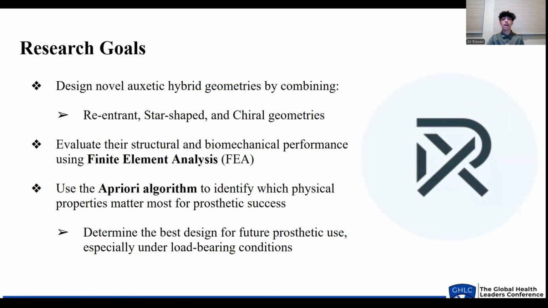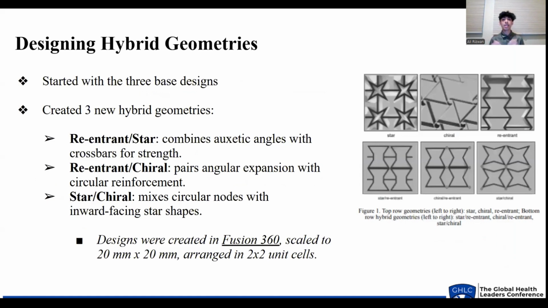We also used a machine learning algorithm called Apriori to identify which mechanical properties like stiffness or flexibility were most important for optimal performance. So first, we decided to design the hybrid geometries with three base geometries that are commonly used in prosthetic research, the reentrant, chiral, and star-shaped auxetic designs. Then we created three hybrids, a reentrant/star mix, a reentrant/chiral mix, and a star/chiral mix. Each was modeled using Fusion 360 and scaled to a 20 millimeter grid for simulation. These designs combine the best structural features from each base geometry to balance strength and flexibility.